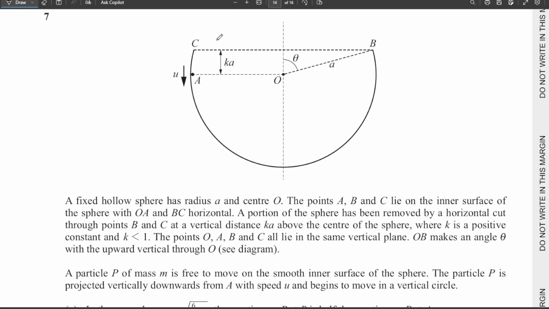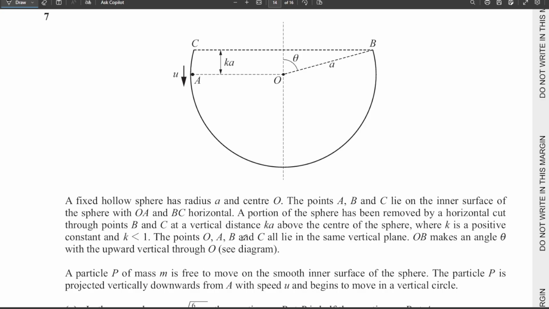So it's giving us this diagram of part of a circle, and it's a fixed hollow sphere with a radius a and center O. The points A, B, C lie on the inner surface of the sphere with OA and BC horizontal. Alright, so that's a horizontal line. A portion of the sphere has been removed, so this is no longer there, and the vertical distance is Ka above the center of the sphere.